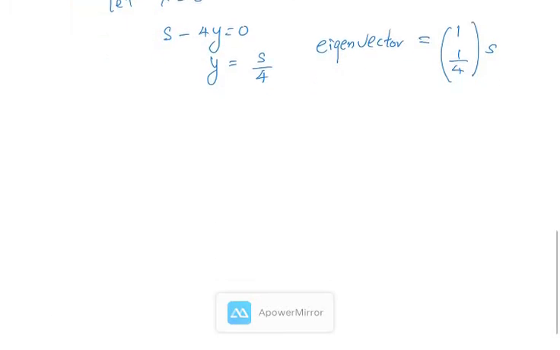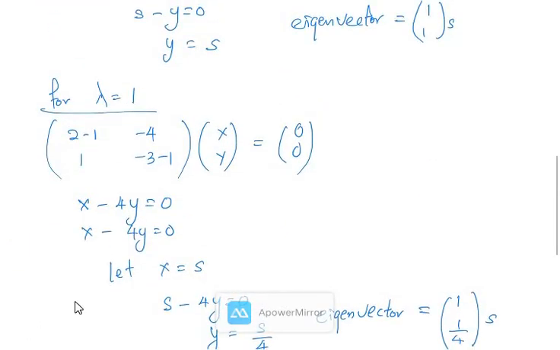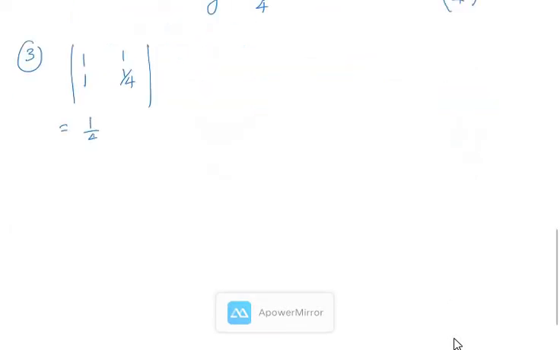And the next step is to check whether these eigenvectors are linearly independent or not. So the first eigenvector I obtained is 1 and 1. And the second is 1 and 1 over 4. So 1 over 4 minus 1, you get negative 3 over 4. This is not equal to 0. So this is linearly independent.